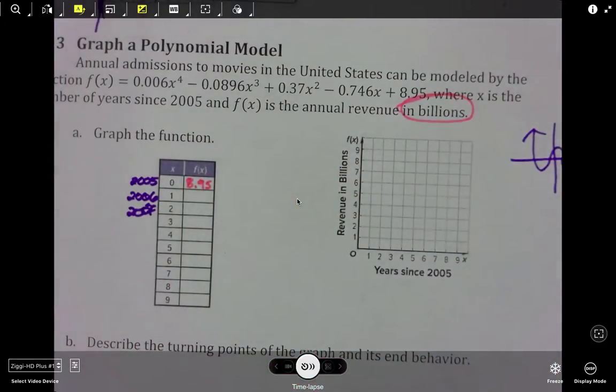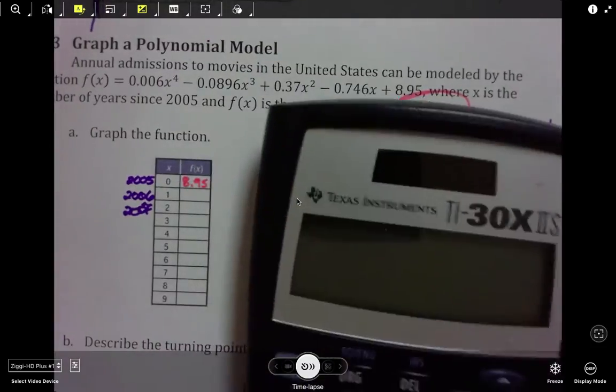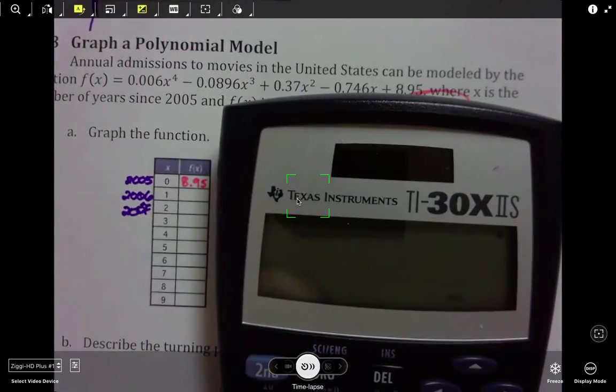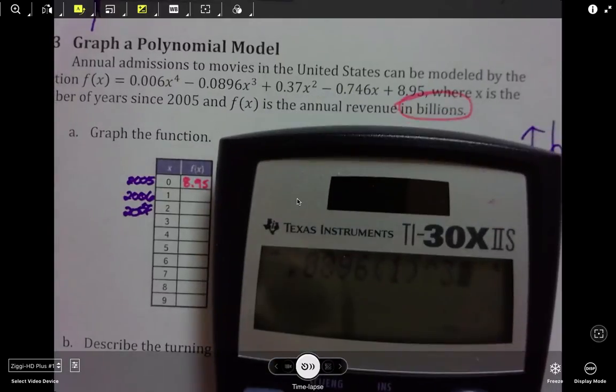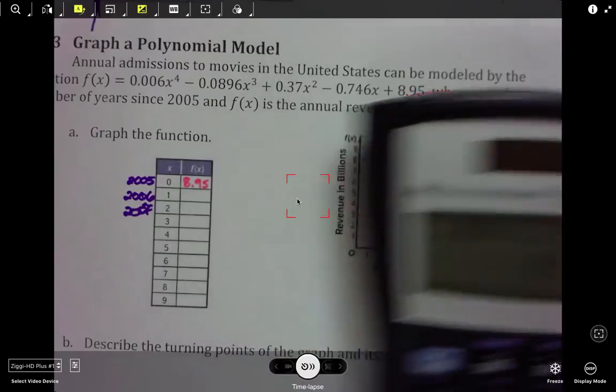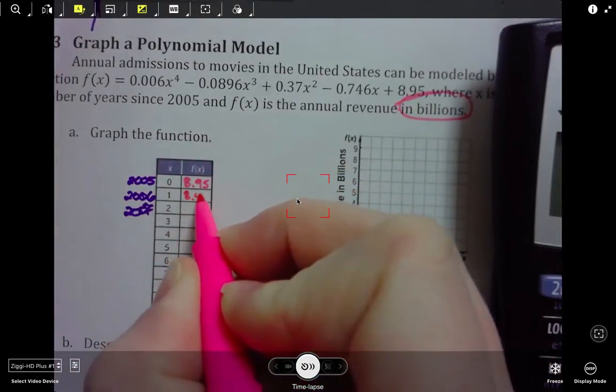Okay, now if we type in 1, I'll get my calculator out here. All right, 0.006 times 1 to the 4th power minus 0.0896 times 1 to the 3rd power plus 0.37 times 1 to the 2nd power. Sorry, I have to talk out loud. Minus 0.746 times 1, and then plus 8.95. I'm going to do this all on my calculator in one shot, and I get 8.49. Okay, so 8.49 is that number.